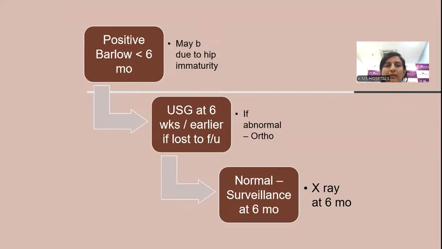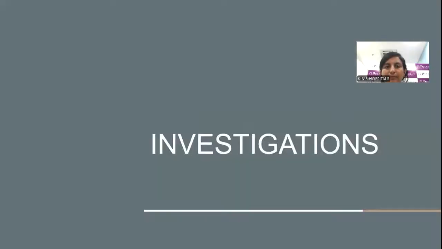When the Barlow sign is positive at birth, we can still wait till 6 weeks because sometimes it can be falsely present because of hip immaturity. So we usually screen these infants again at 6 weeks with ultrasound scan. But if there is a possibility of loss to follow-up, we can screen them much earlier also. And if the ultrasound is positive, we straight away refer them to orthopedics. But in case the ultrasound at this point is normal, we still need to keep these babies under surveillance and screen them again at 6 months with X-ray.